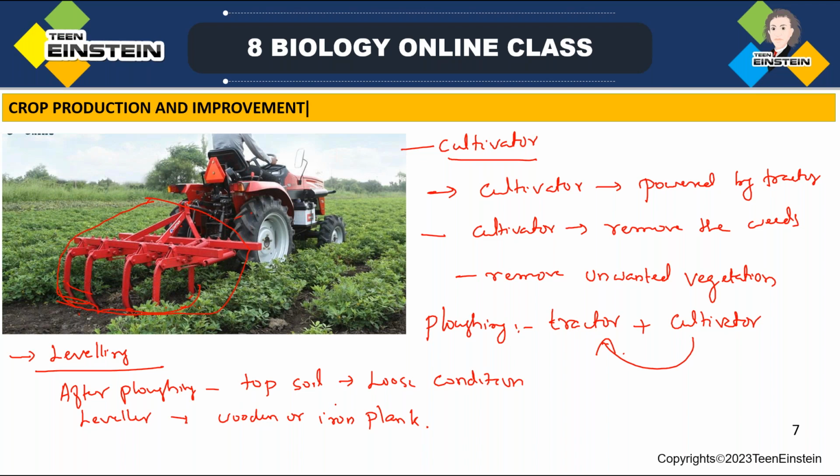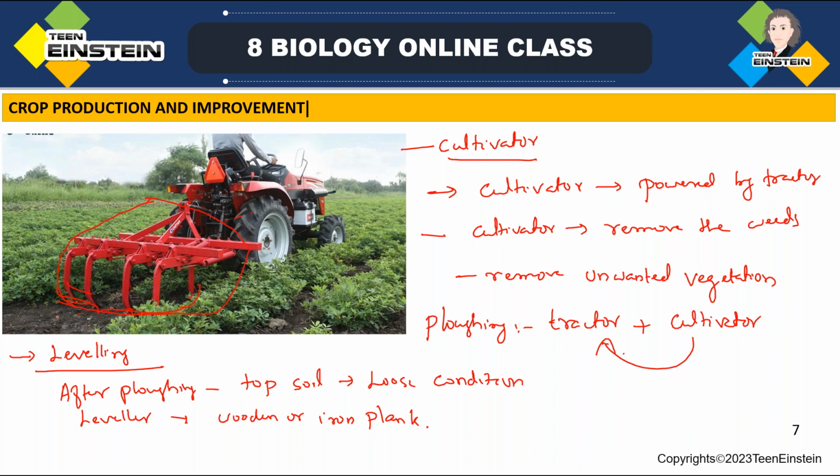Why are we doing this leveling? For the uniform distribution of water during irrigation. See, one place is a little bit high and one place is low. After plowing, what will happen? If you do the irrigation, water will go to the low level, and the plants at the higher level won't get any. So uniform leveling of the soil is also important.